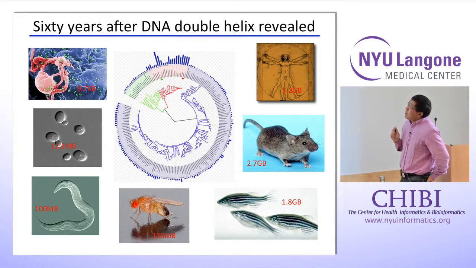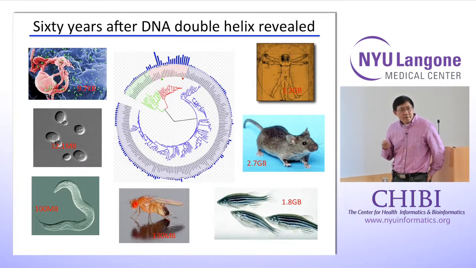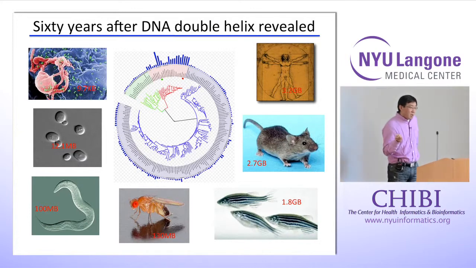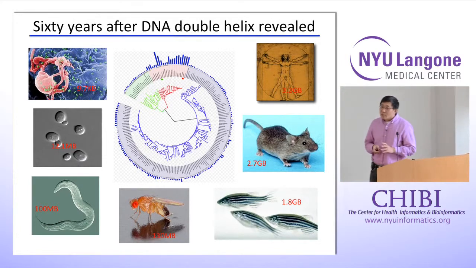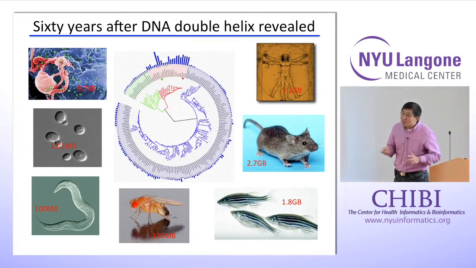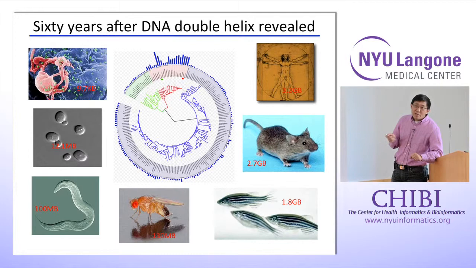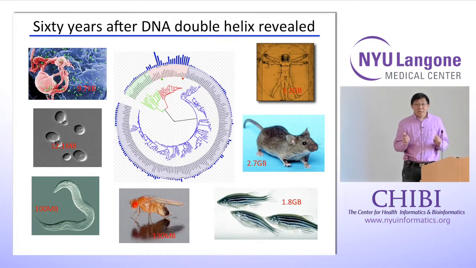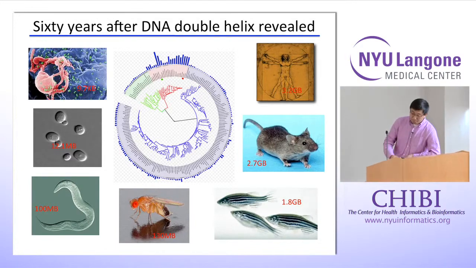So that makes people think, what is really going on with the system complexity? We know the number of genes doesn't increase, but the genome size has a dramatic difference. That means the dark region of the genome makes a huge difference for the system complexity.